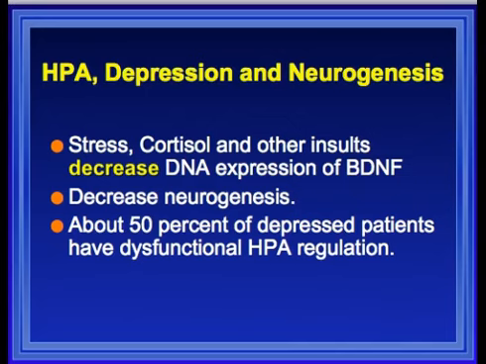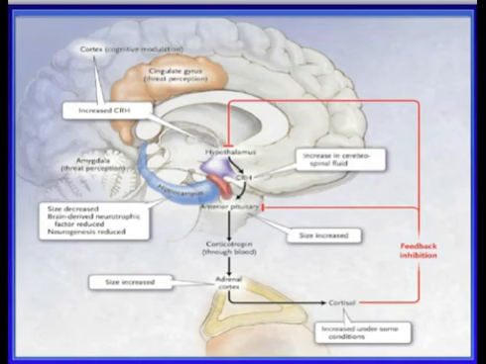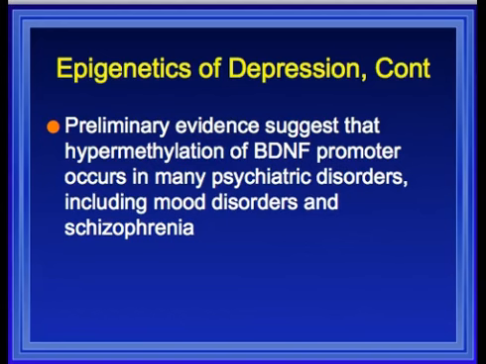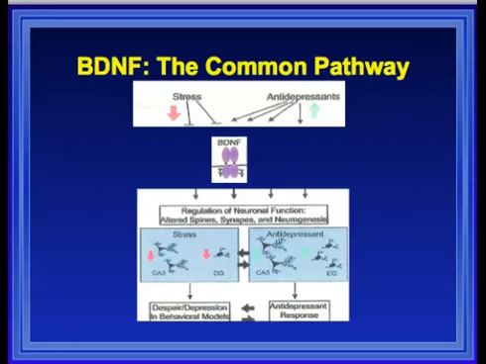So stress, cortisol, and other insults decrease the DNA expression of BDNF. That decreases neurogenesis. And about 50% of patients with depression have this abnormality. We do see that hypermethylation of BDNF promoter genes occurs in many psychiatric disorders as well. So BDNF may be the common pathway by which stress decreases BDNF levels and antidepressants increase BDNF levels, leading to either proliferation of neurons or destruction.